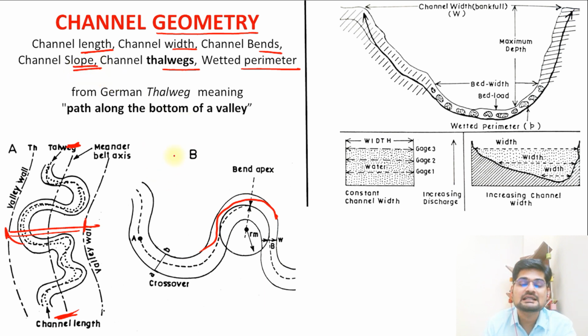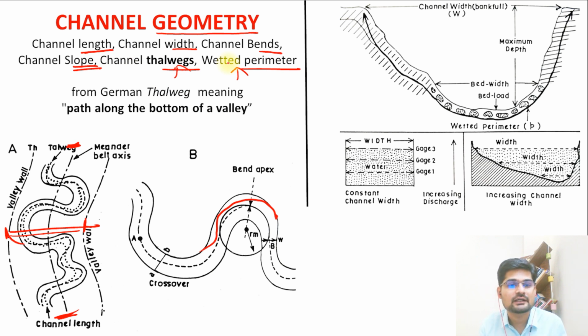Slope, we already have studied in the fluvial cycle or the normal cycle of erosion, in the Penck cycle. So we already understand about the slope, high degree of slope, low degree of slope, right? In the youth stage, in the mature stage. So these things are there. But what is new in this is this Thalweg and wetted perimeter, that is new in the entire series of geomorphology that we have learned.